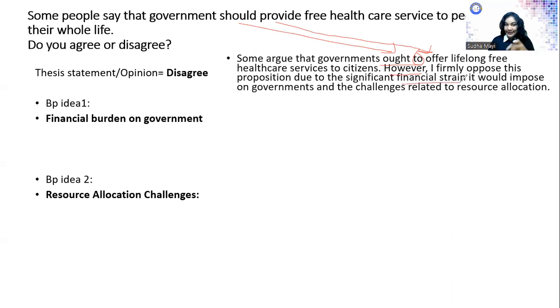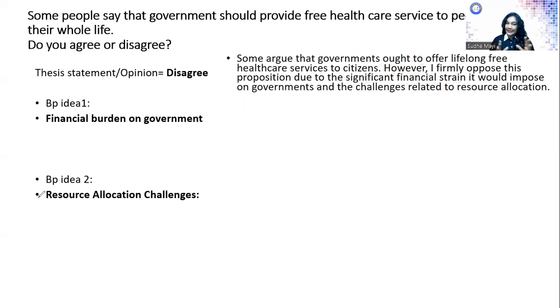So we thought of two ideas. The first idea is this one: significant financial strain it would impose on governments. Impose means it would be straining it. It would be more of an issue to governments, right? And the challenges related to resource allocation. Only 2 points. First point is about the financial strain. And this is the second point, which is related to the challenges related to the resource allocation. Got it? This is how you write your introduction, which I've already taught you in the last video.